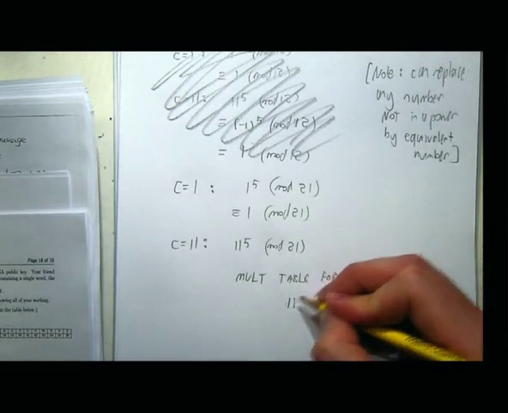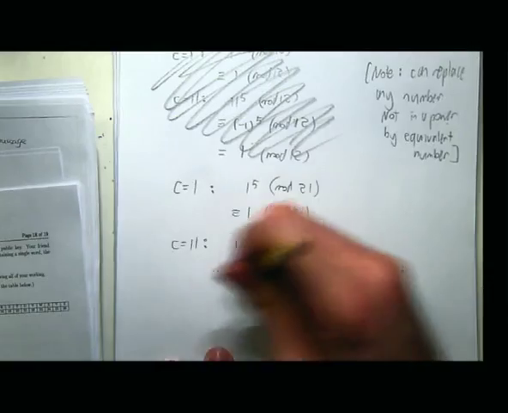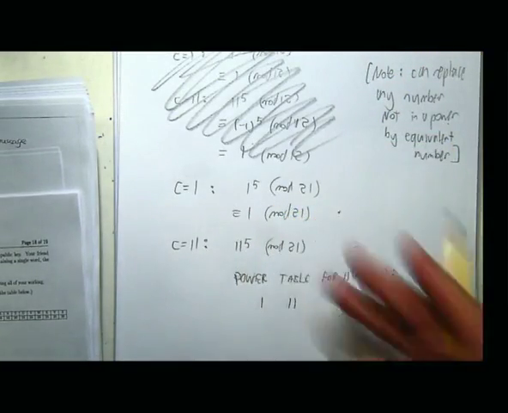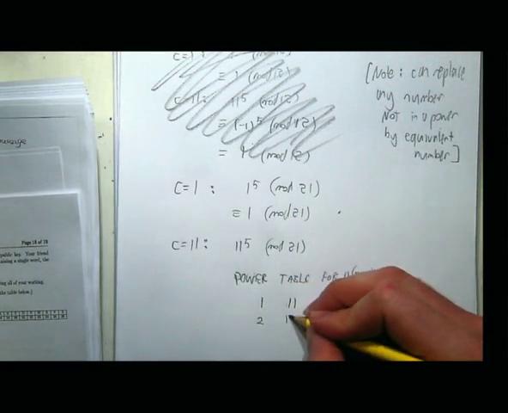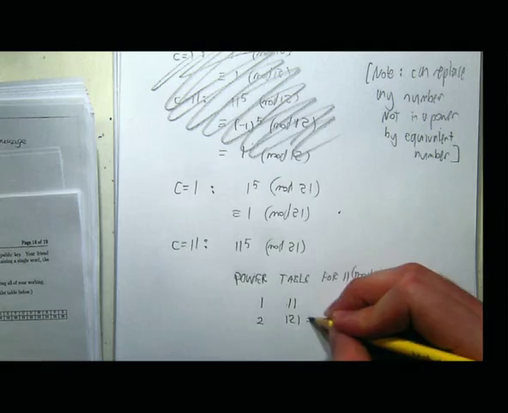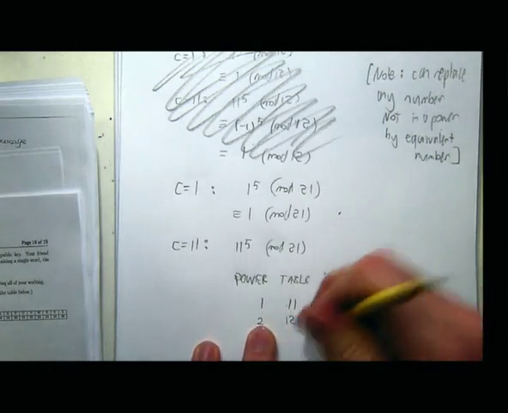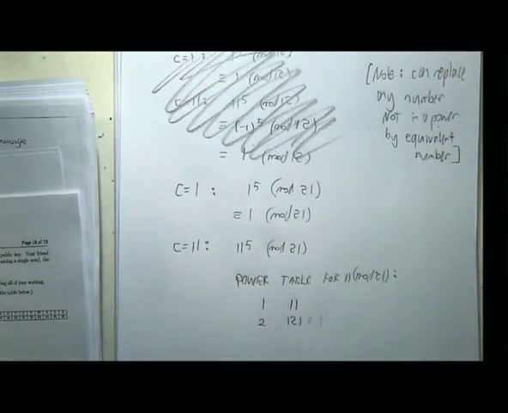So we have 11 to the power of 1. Not a multiplication table, it's a power table. 11 times 11 again would give me 121, which is congruent to 1. No, it's not. It's congruent to 100 mod 21, which we knew already. I'm just going to have to keep subtracting 21s from it.